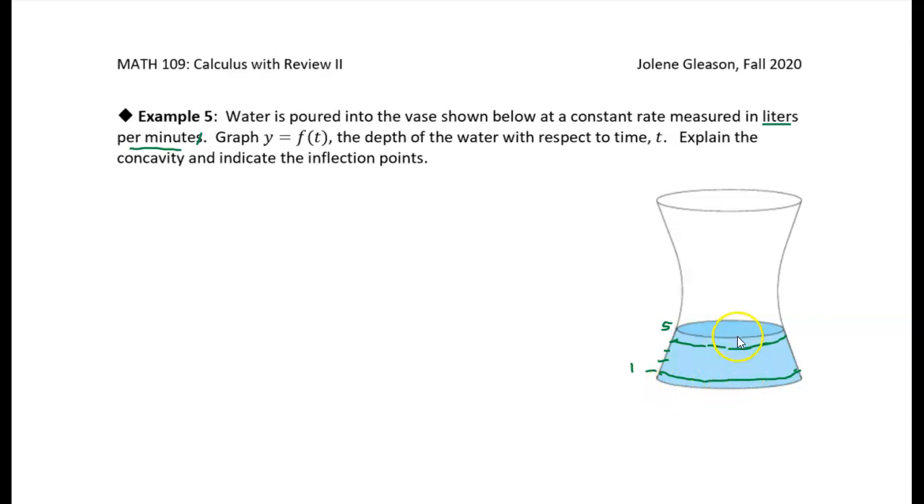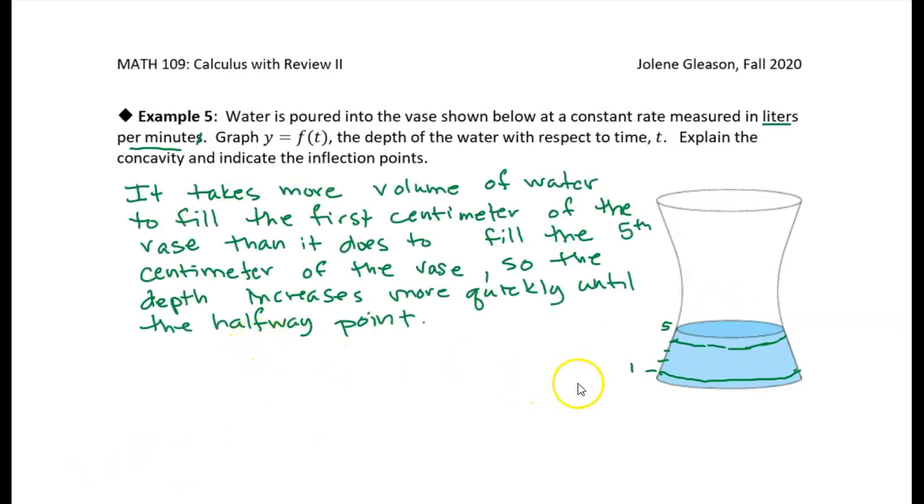So it's going to take less volume to fill it, which means the depth is going to increase quicker, because it takes less volume for the amount of depth. As the depth of the water increases, the amount of volume it takes for every centimeter of depth becomes less, because the vase is narrowing down until you hit this halfway point.